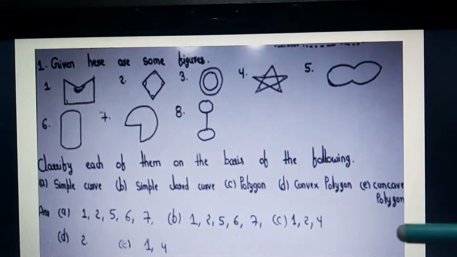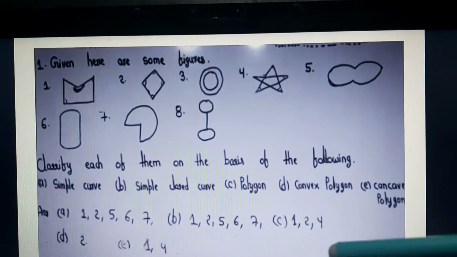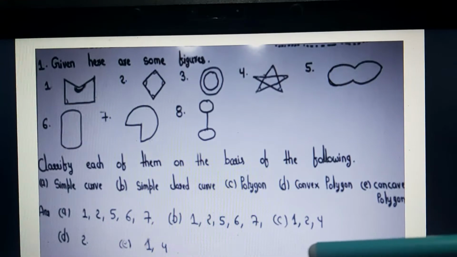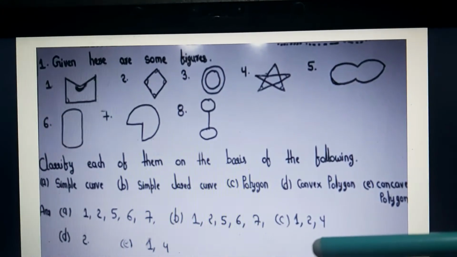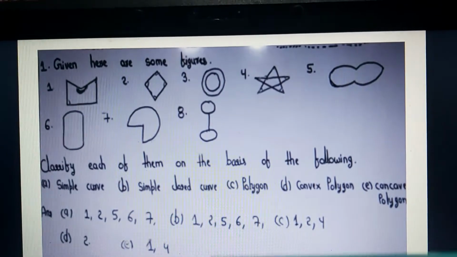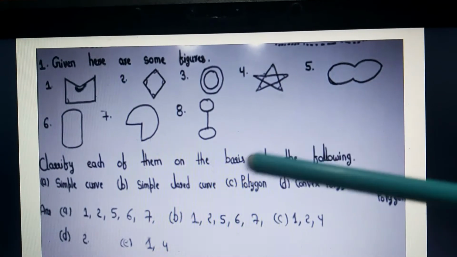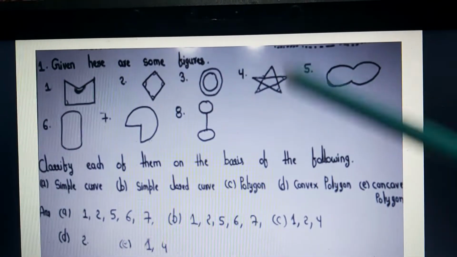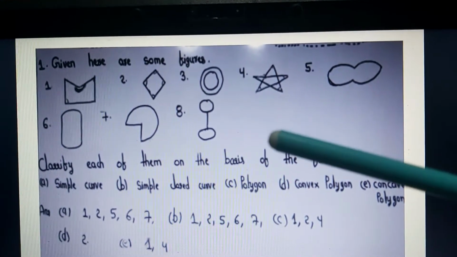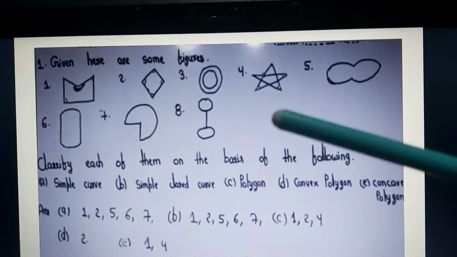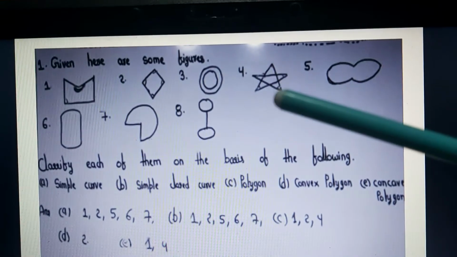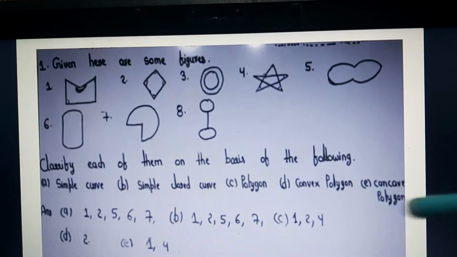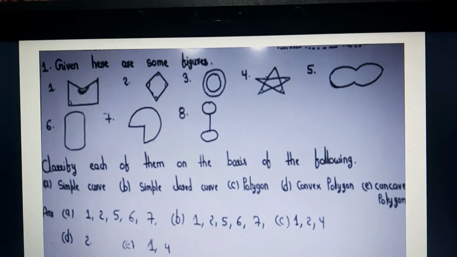And concave polygon, where the interior angles are more than 180 degrees. Which figure is a concave polygon? First one and number 4. These two figures have angles more than 180 degrees, so they are the concave polygons. Now we will see question number 2.